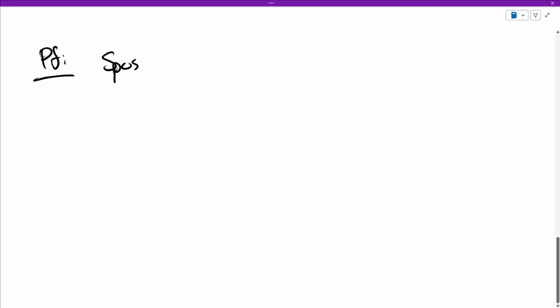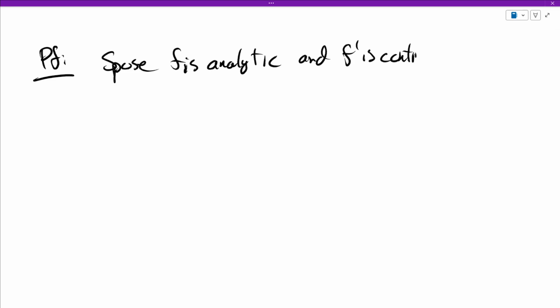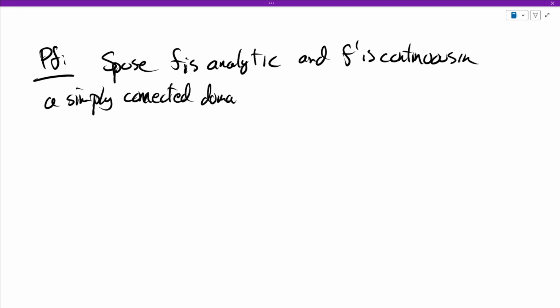Well, suppose that f is analytic, and we don't need this second assumption, but I'm going to put it anyways. F prime is continuous in a simply connected domain D. All right. Then what? Well, the contour integral of f dz is, let's write f is u plus iv.